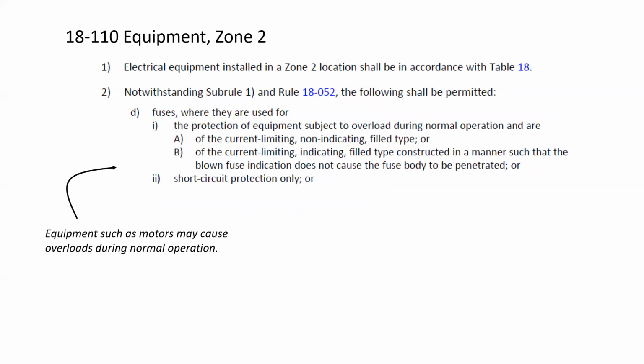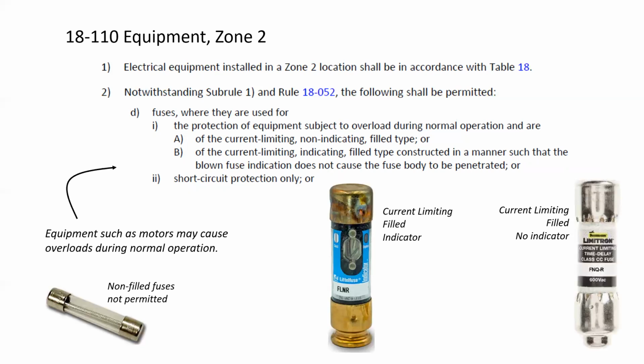Equipment such as motors may cause overloads during normal operation, and so they have a few specific indications here regarding the type of fuses that would be used if we're locating them in a Zone 2 location. They need to be current limiting, and filled, typically with a sand mixture. They can have an indicator or no indicator, and the indicator simply means that it shows you when the fuse is blown. Non-filled fuses would not be permitted.